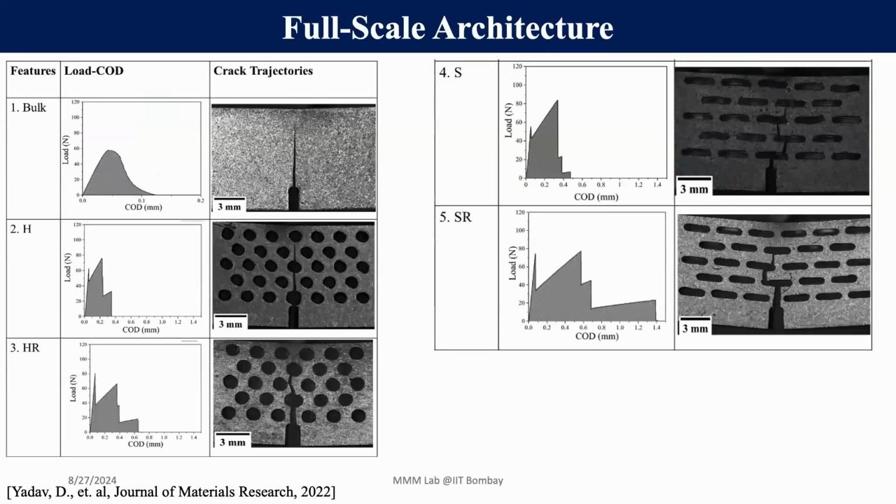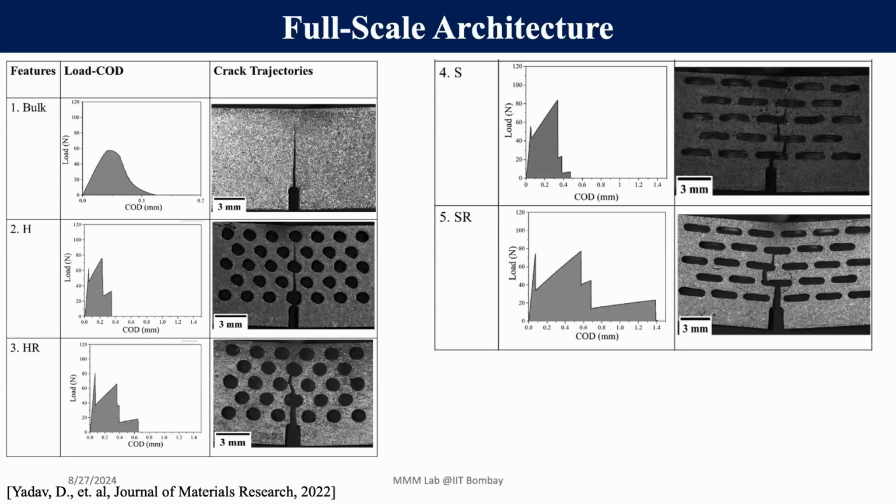So split is more complicated, and here are the experimental results with the full-fledged architecture. You can see in the case of bulk, once the crack initiates from the notch, there is a catastrophic failure. And in the case of the hole architecture, when you have only the hole, the load bearing capacity is not going down. It's increasing when the crack is interacting with the hole. And that's what can be seen in every architecture, and you can see there is no sudden failure here.